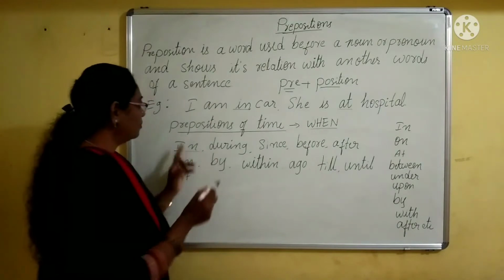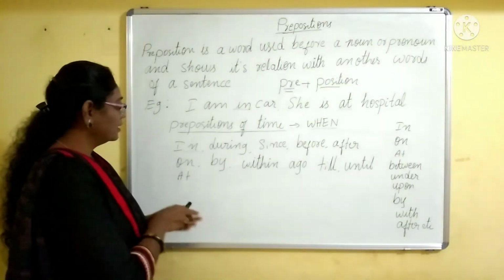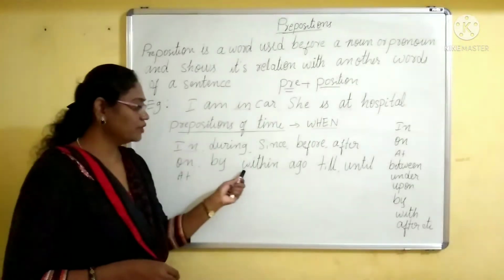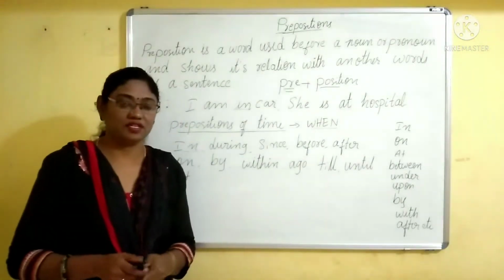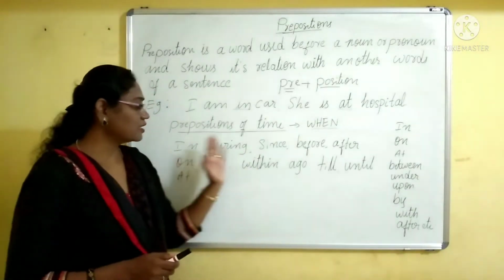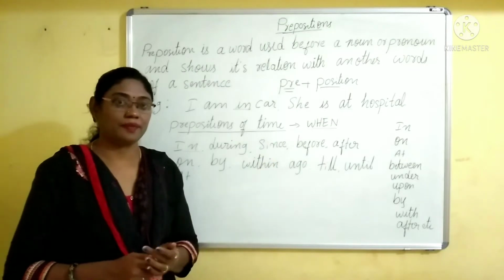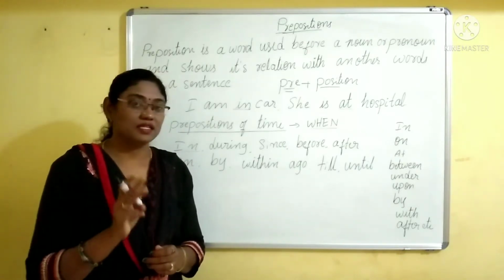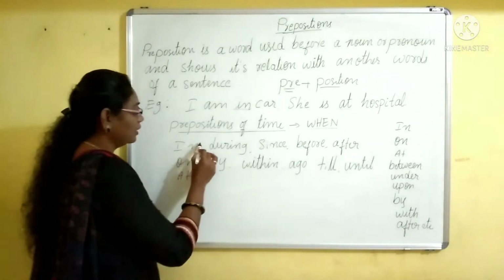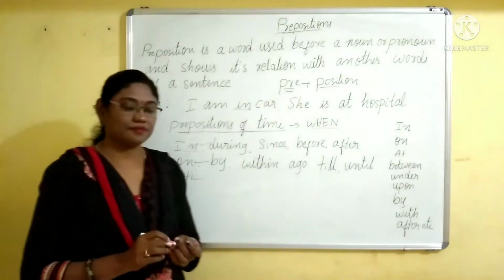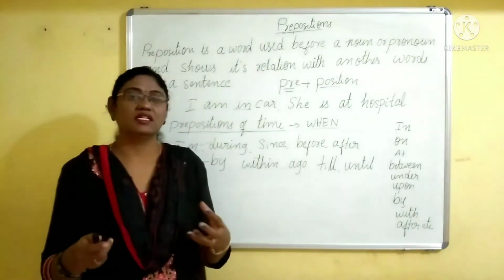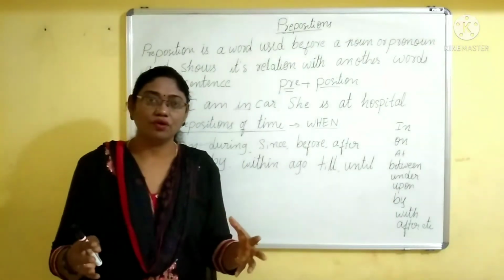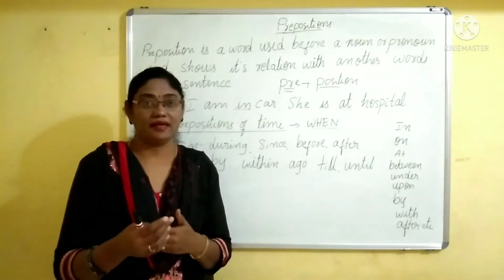See, here are some prepositions of time: in, during, since, before, after, on, at, by, within, ago, till, until, etc. So these are some prepositions of time. But today, we are going to discuss in detail three particular prepositions: in, on and at. Because children and most people have many confusions in this usage. They don't know when to use at, when to use in and on.